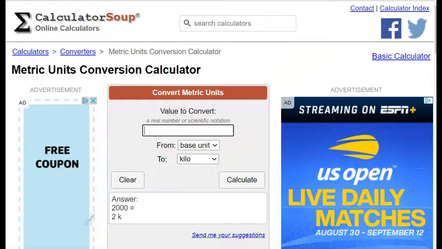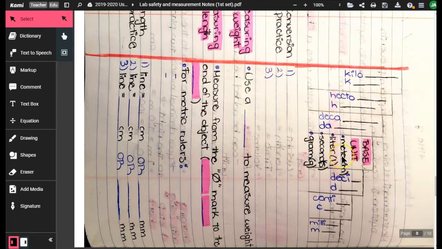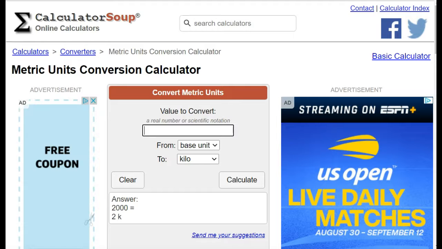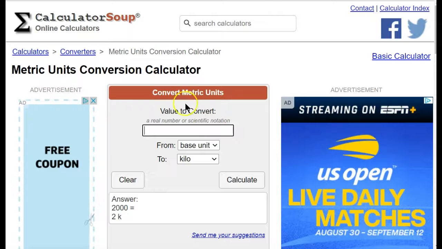So let's start off here with this part of your notes. I turned it sideways here just to make this make a little more sense. In the middle you have your base unit. Every time you hear the word meter, it's about length, liter is about volume, seconds is about time, gram is about weight. These are your base units.